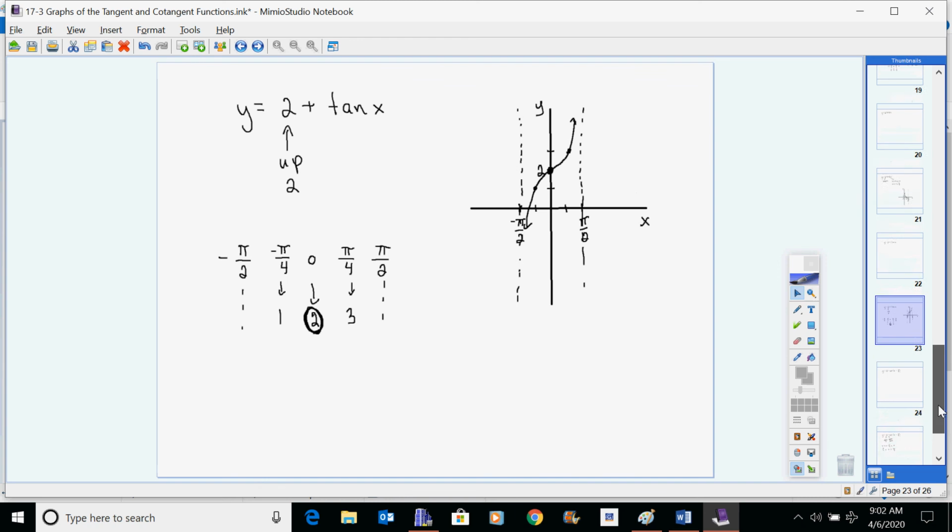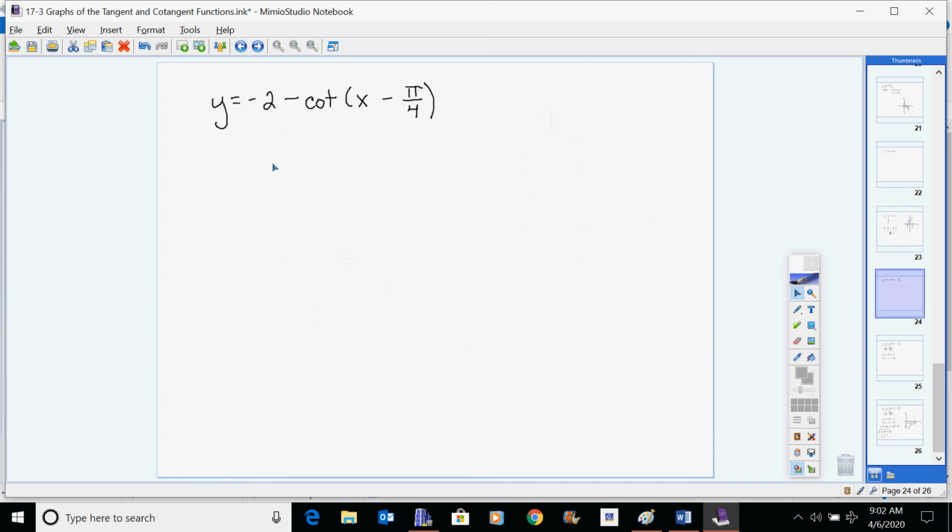All right, and that goes along with some things you've had in your earlier algebras with other functions too, where the thing out here moves it up or down, the thing in here moves it left or right. Here is stretch or compress, and that works the same way. Okay. All right, let's get one more that's a little crazy.